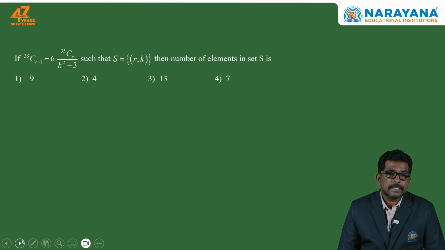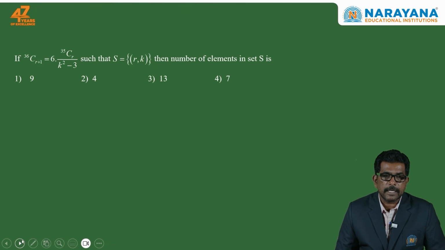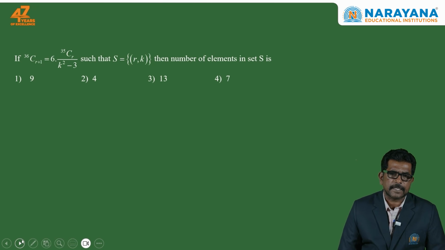If 36C(r+1) is equal to 6 times 35Cr upon (k square minus 3), such that S is equal to the set of ordered pairs (r, k), then they asked the number of elements in set S. So the problem is related to the binomial coefficients, as well as the number of elements we are going to calculate. So it is related to sets and relations.